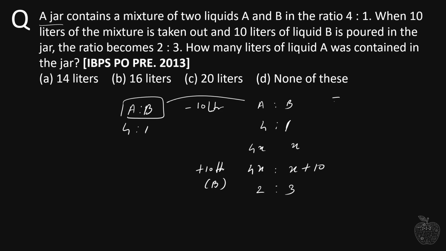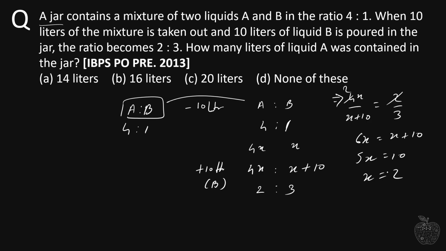Or I can say that 4x divided by x plus 10 is equal to 2/3, right? So from this we can calculate the value of x. So let's calculate x. We get 2 3s are 6, 3 4s are 12x is equal to 2 times x plus 10, or I can say that 5x is equal to 10, or x is equal to 2. So we have the value of x here, which is equal to 2.